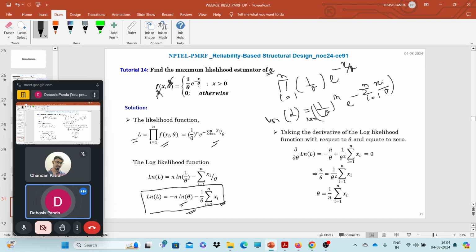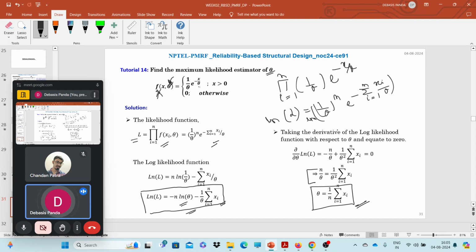So if we differentiate this, what we'll get? Minus n by theta, since ln theta was there, plus 1 by theta square summation of xi equals 0. Now if you simplify this, what we'll get? n by theta equals 1 by theta square summation of xi. So we'll get that theta equals 1 by n summation of i equals 1 to n xi. So this is your estimator for theta, which we have calculated using the concept of maximum likelihood. The likelihood and the log likelihood will give you the same kind of results. The concept here is to maximize it and get the value of that unknown parameter.